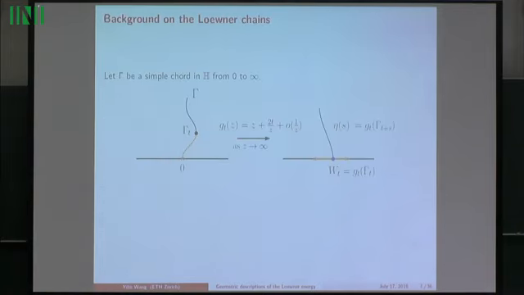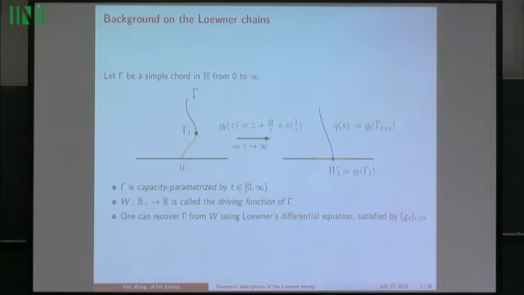So let me just go very fast on the definition. If you have a curve that is sitting inside the upper half plane from 0 to infinity, then you can parameterize it by its capacity. When we look at the mapping-out function of the first bit of the curve and normalize at infinity, we get the curve again sitting in the upper half plane, and the tip is mapped to W_t, the driving function at time t, at capacity t. And W is the driving function of this curve.